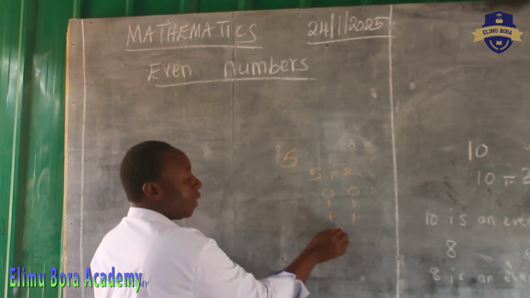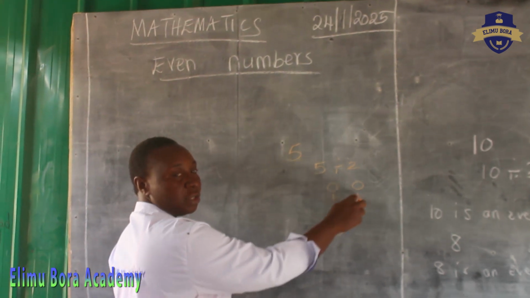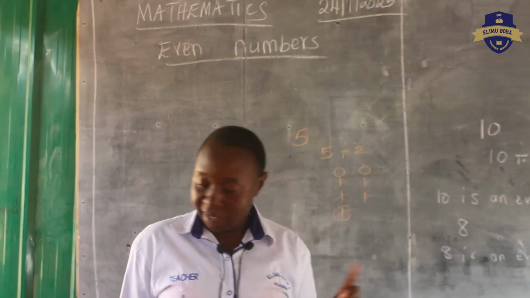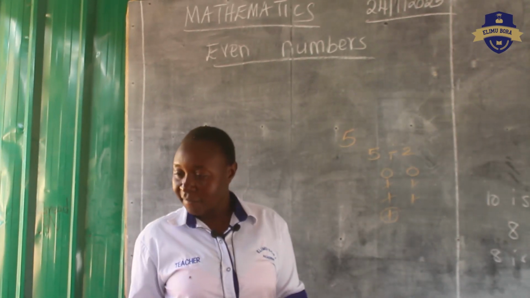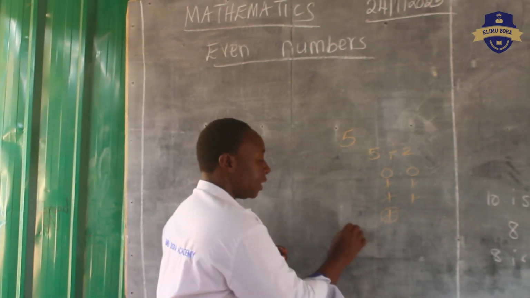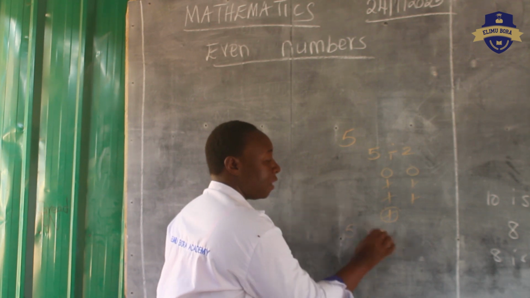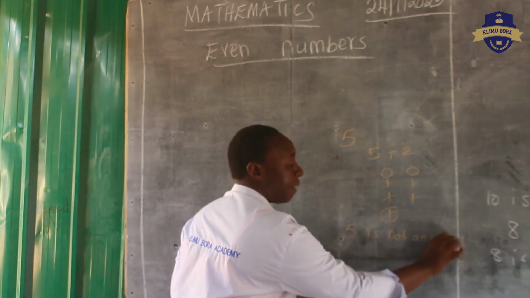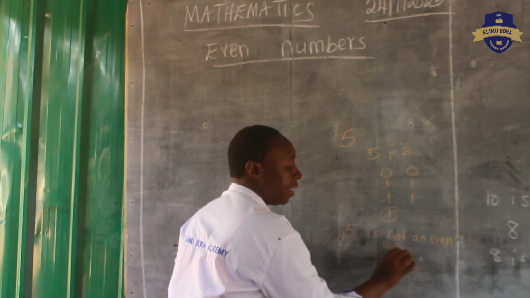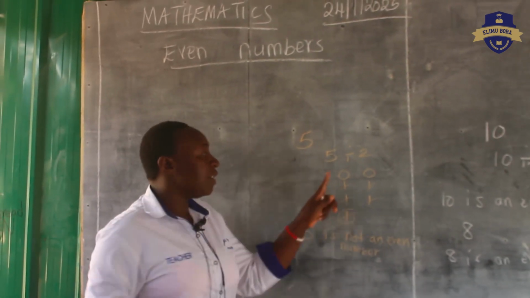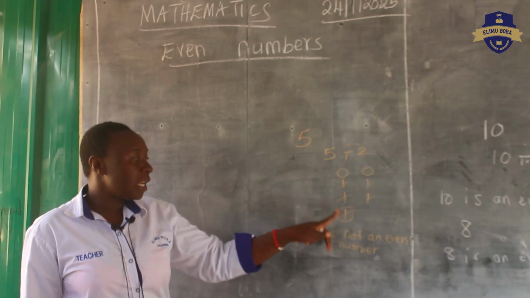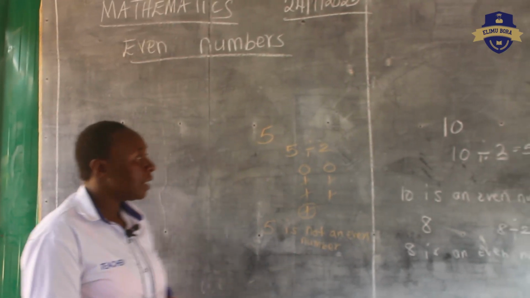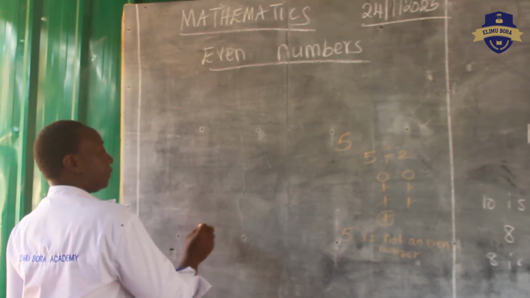So it means you are going to give them each 2 fruits, then you remain with 1. If you have a remainder, it means that number is not even. So we shall say 5 is not an even number, because when you divide it by 2, 1 is remaining.